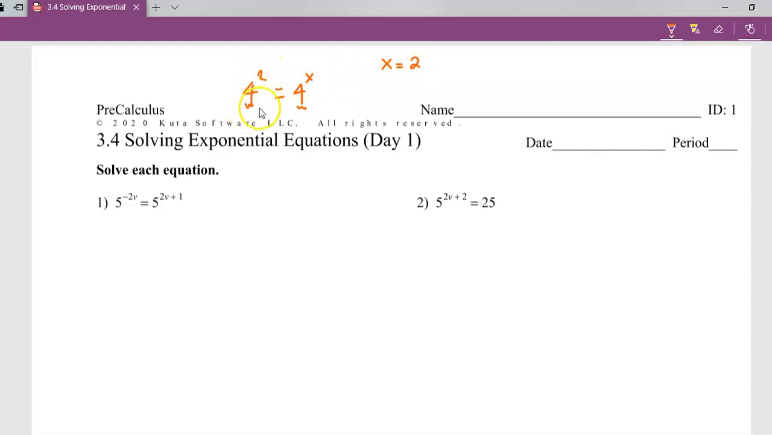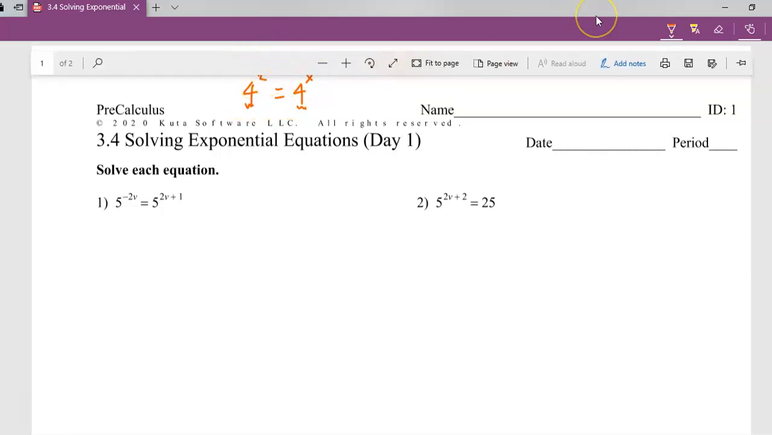So if the bases are equal and they match, then the exponents can be set equal to each other, because in order for the equation to be true, and everything else being the same, like on the bottom, right? Those exponents would have to equal each other.